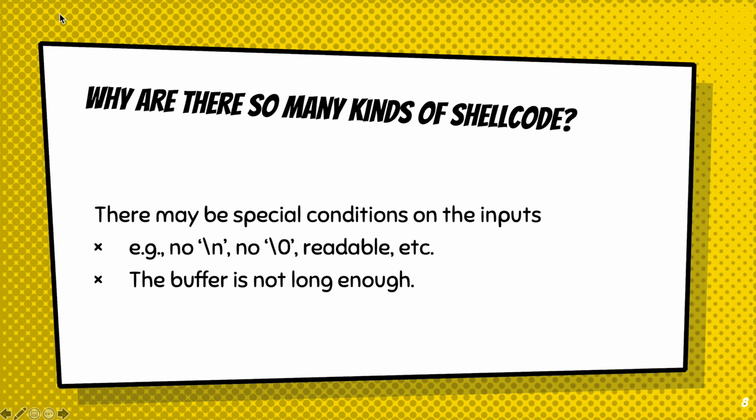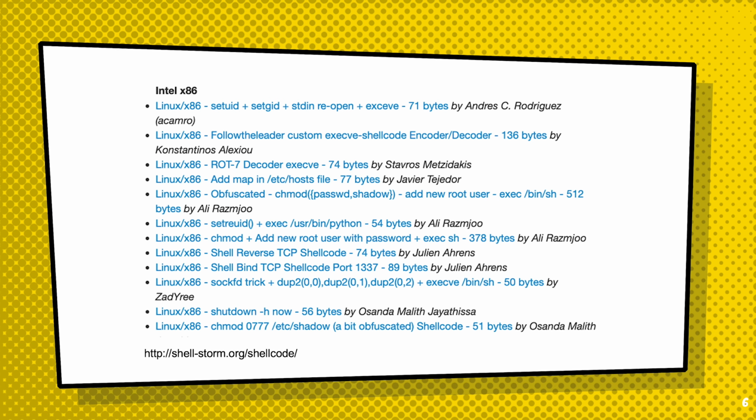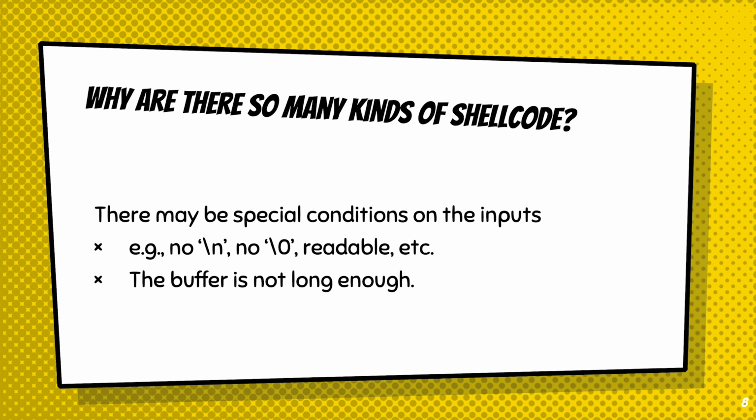If you look at the web page that I showed you again, even for shellcode with the same purpose, you'll still see different kinds of them. So why are there so many different kinds of shellcode? This is because sometimes shellcode has to meet special conditions. For example, a common condition is that shellcode cannot contain a newline or zero character because the shellcode is copied to the stack using, say, strcpy.